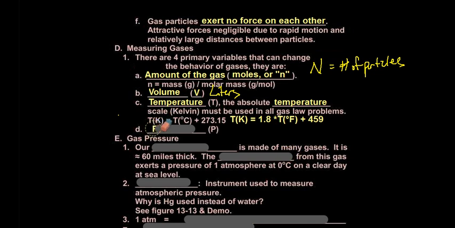And then finally we have pressure, which is P. Now gas pressure is an interesting property. Our atmosphere is made of many gases. It's about 60 miles thick. And the force of gravity from all of this gas exerts a pressure of 1 atmosphere at 0 degrees Celsius on a clear day at sea level. So imagine you're at the coast sitting on the beach, and it's very cold, and it is freezing cold, and the air pressure that you're experiencing at that time is 1 atmosphere. Okay. We use a barometer to measure this.